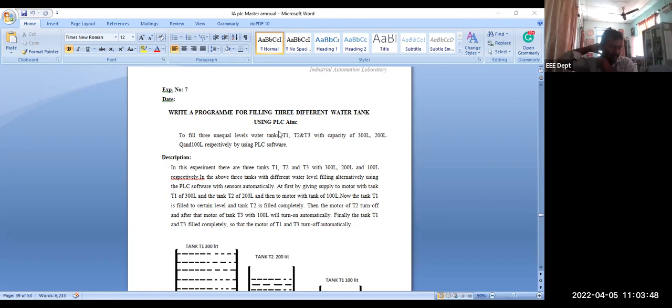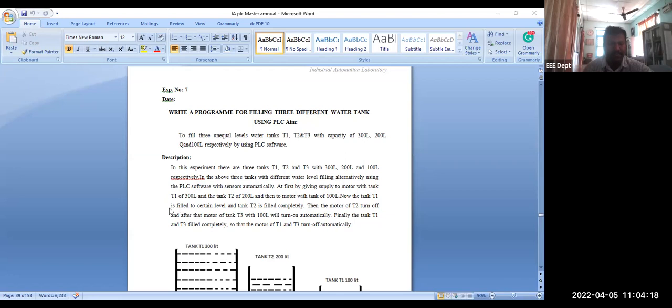In this experiment there are three different water tanks, T1, T2, T3, with capacity of 300 liters, 200 liters, and 100 liters respectively. The three tanks with different water levels are filled alternately using the PLC software with sensors, automatically. At first, supply is given to the motor of tank T1 of 300 liters and tank T2 of 200 liters, and then to the motor of the tank of 100 liters.